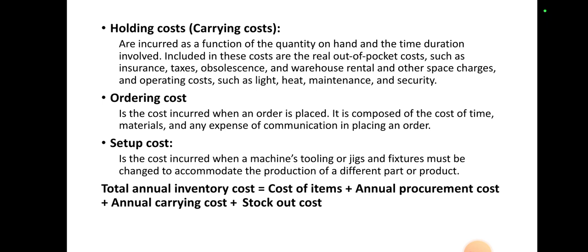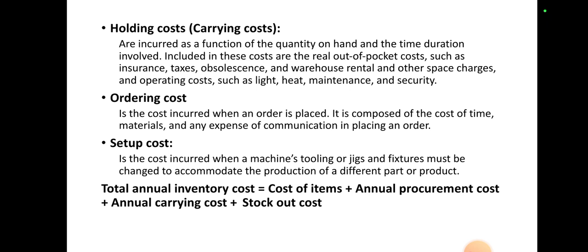Then ordering cost is the cost incurred when an order is placed. It is composed of the cost of time, materials, and any expense of communication in placing an order. Setup cost is the cost incurred when a machine's tooling or jigs and fixtures must be changed to accommodate the production of a different part or product.